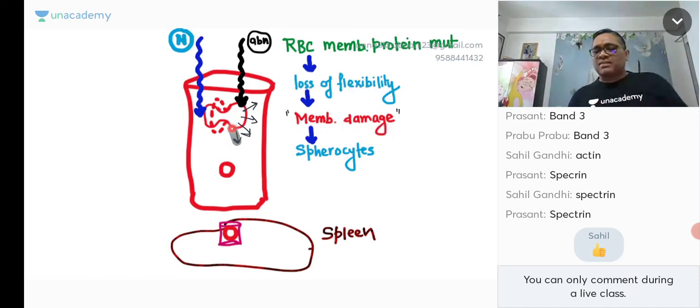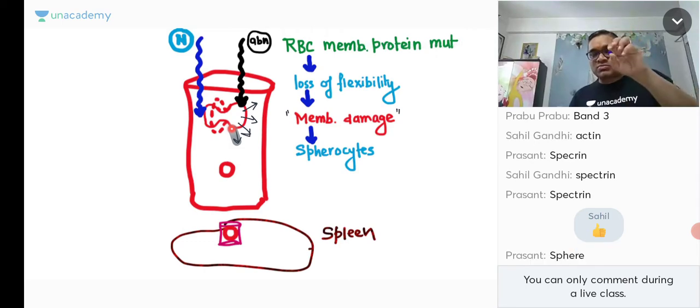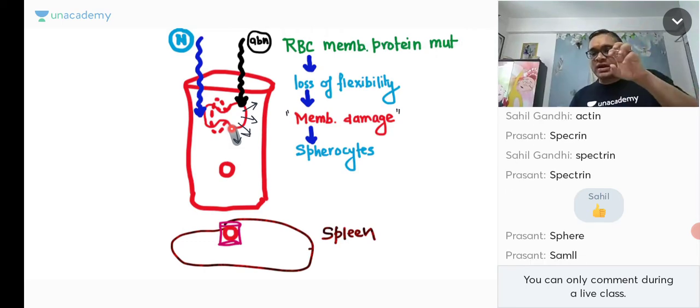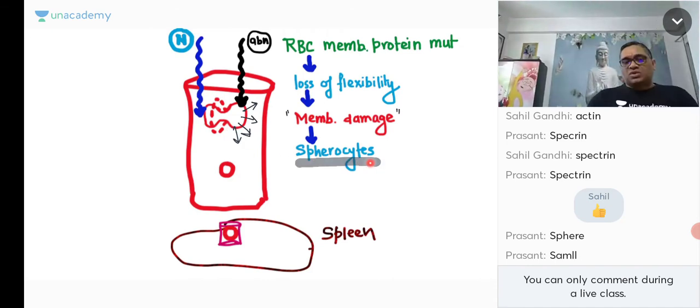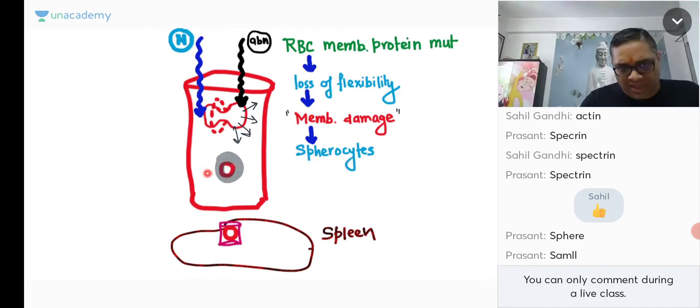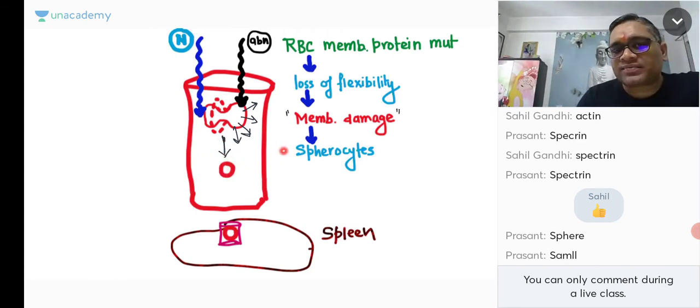So if the RBC membrane is getting damaged, what will be the size of the cell? Smaller or larger? Smaller. Right? RBC will become smaller, surface area will become smaller. And for a smaller surface area, what is the ideal shape? The sphere. So that is why they will change into spherocytes. Now you can see the RBC has become very small, getting a spherical shape because of the membrane damage. These small cells are called spherocytes.